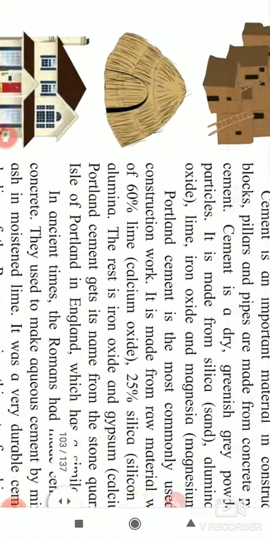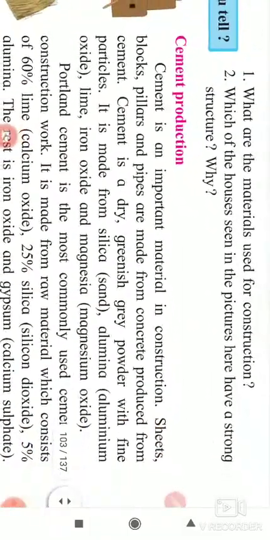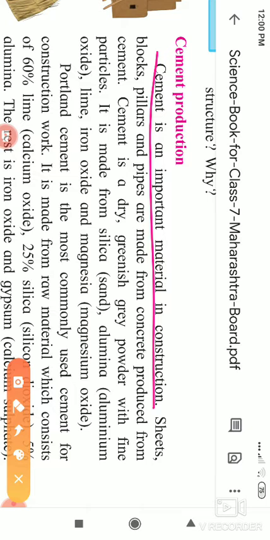So this house is strong, and cement is used for its construction, and that cement is the important material of construction. Due to cement, the walls are very hard and durability increases. All the materials, that is sand particles and iron steel rods used inside it, get fixed like a hard stone, and the durability of the houses increases. With this, sheets, blocks, pillars and pipes are made from concrete produced from the cement.